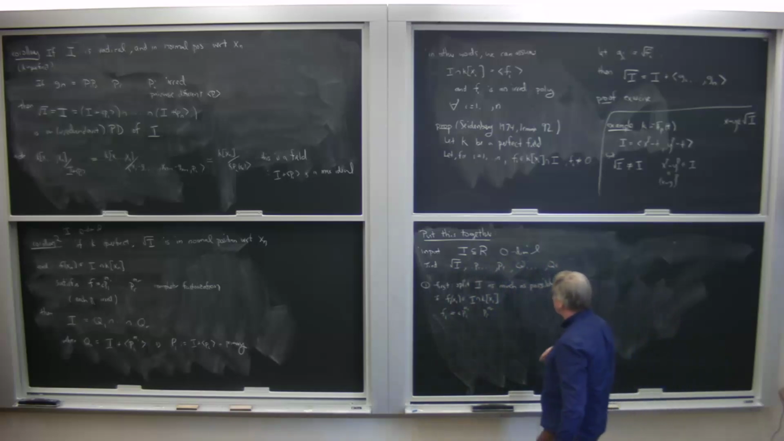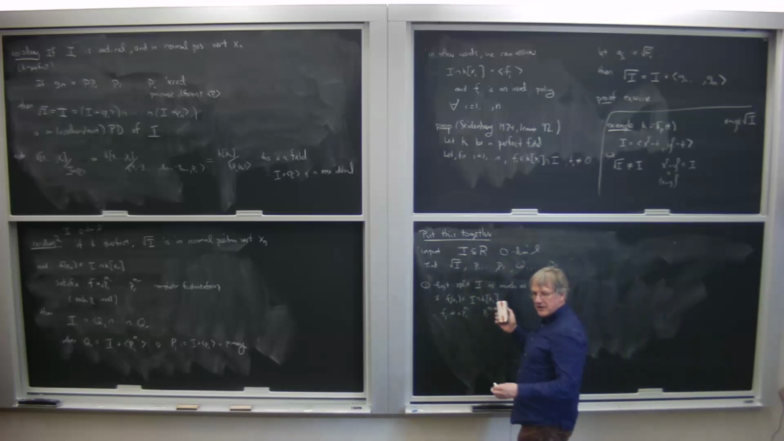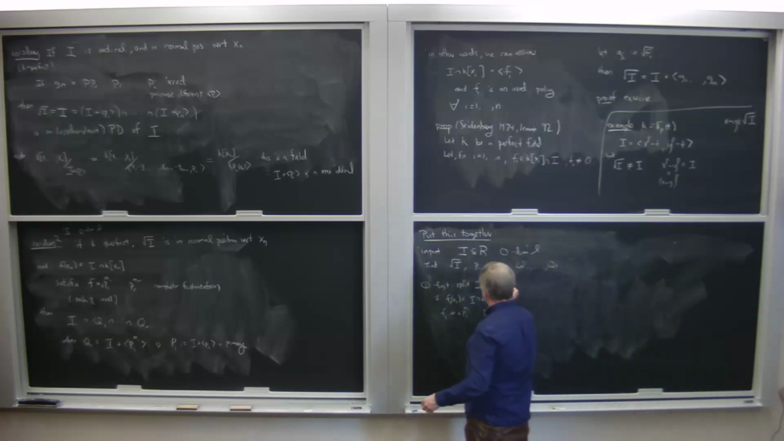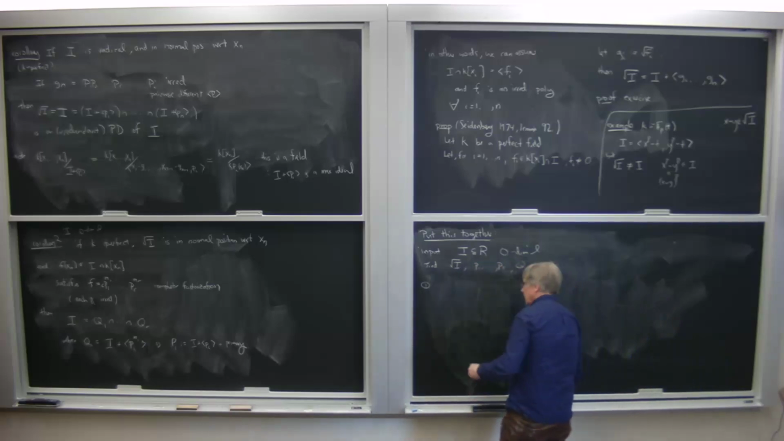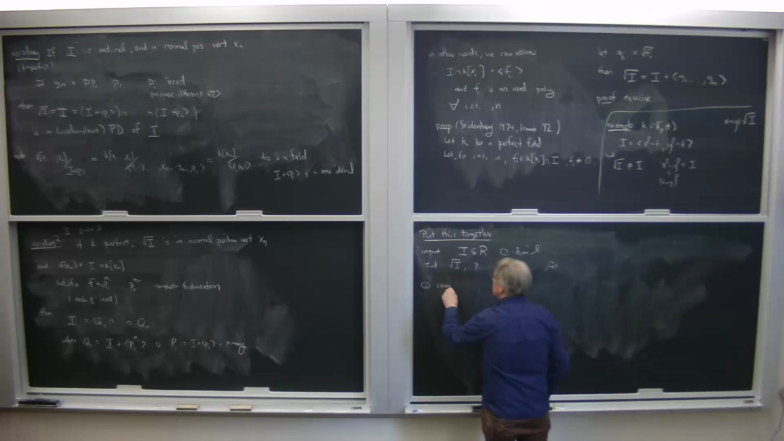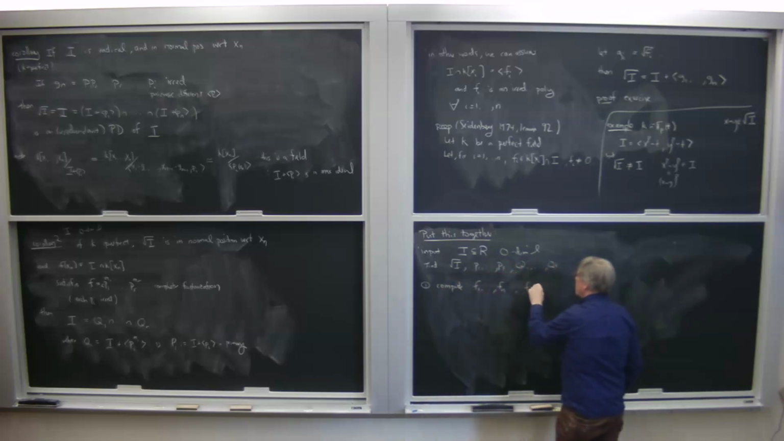But what I might want to do, actually, how do I want to say this? Let me say the simpler way first, and then I can talk it through a little bit more. I'm going to get rid of this. So the first one is to compute F1 up to Fn, where Fi is in K of Xi intersect I.